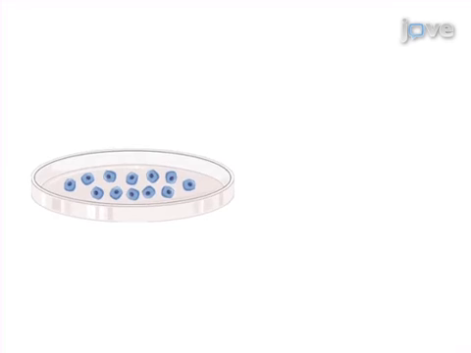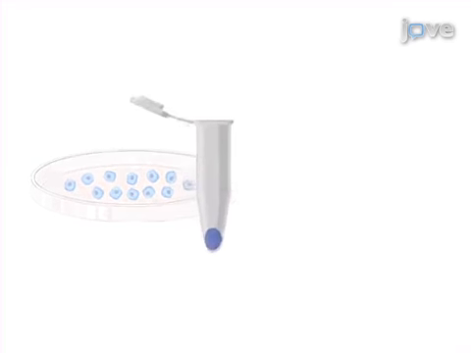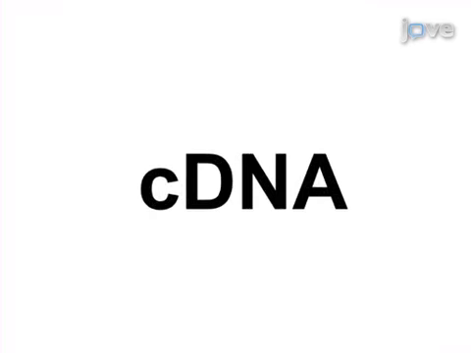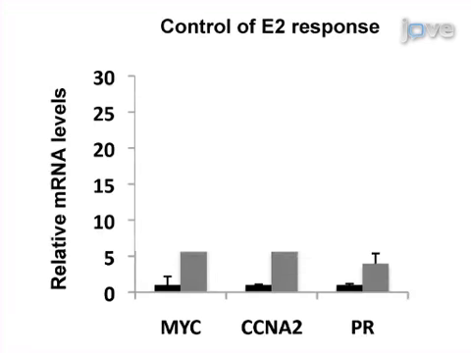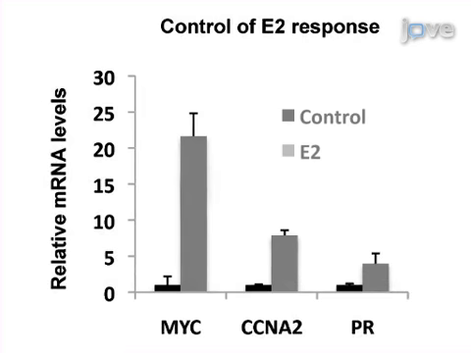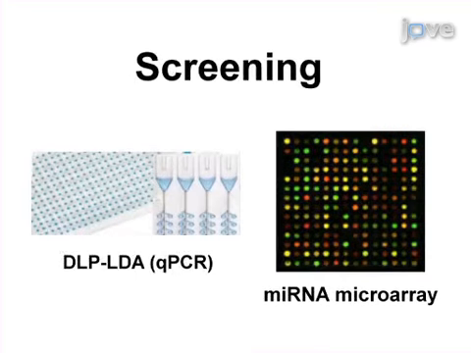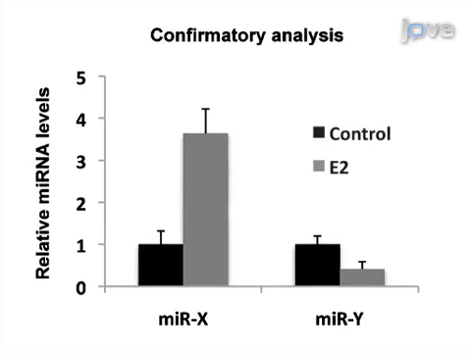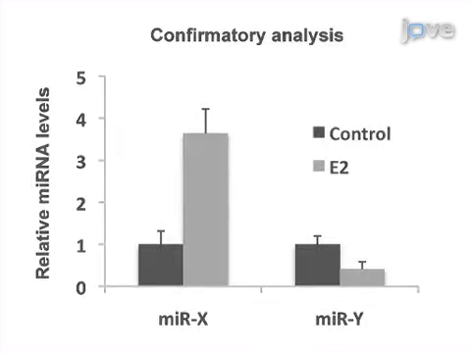Next, the RNA, including the microRNA population, is extracted and converted to cDNA. Known estrogen-regulated target genes are then measured using qPCR to confirm that the treatment protocol was successful. The final step is to determine the genome-wide microRNA expression pattern using large-scale screening technologies. Ultimately, confirmatory analysis using qPCR is performed.